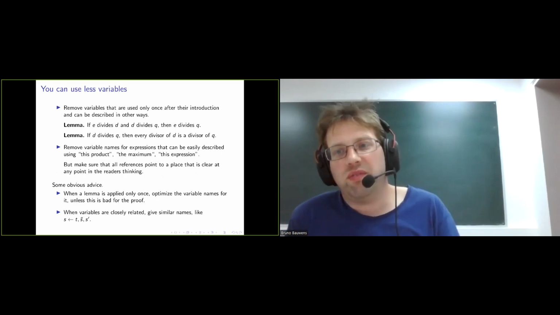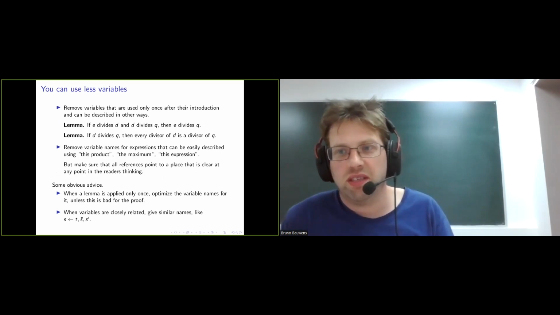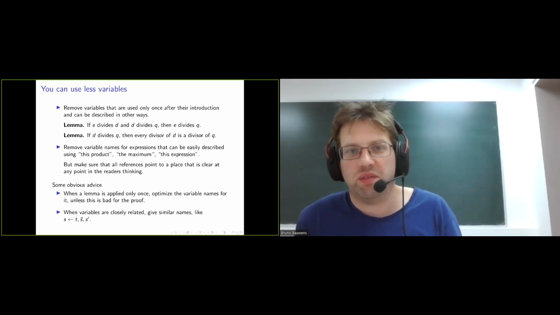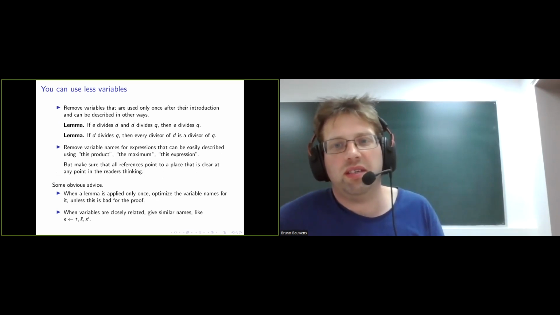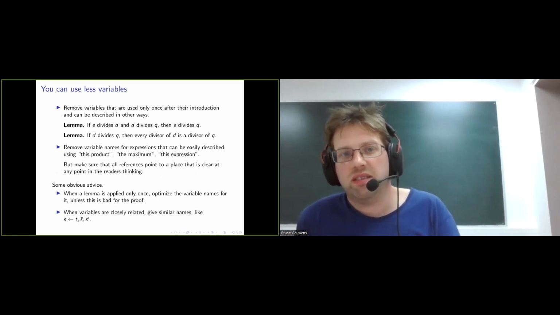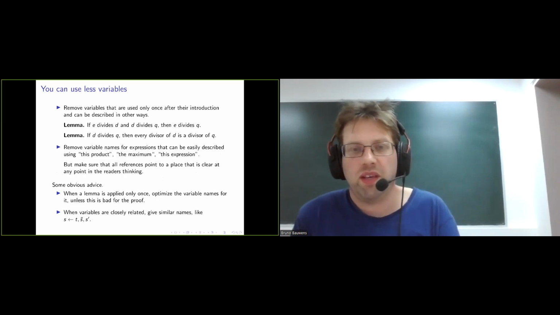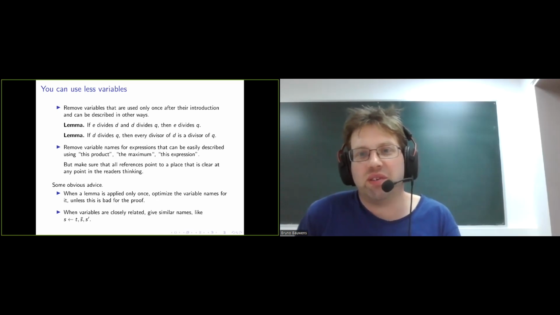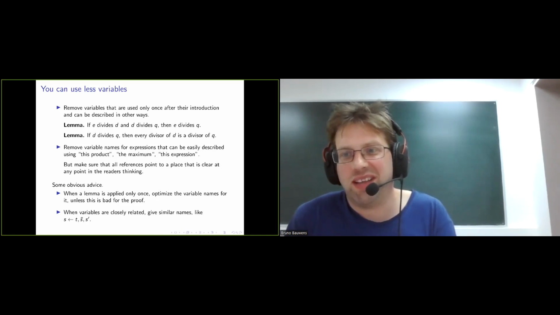And then a very important technique to get a better paper is to get rid of variable names. If you get rid of them, then you don't have to exhaust the memory of the reader. So there is a lemma: if E divides D and D divides Q, then E divides Q. So you can just drop one divisor. If D divides Q, then every divisor of D is a divisor of Q. I don't know how I can go further than this, because if you say every divisor of a divisor is also a divisor, it's not clear what the last part means.